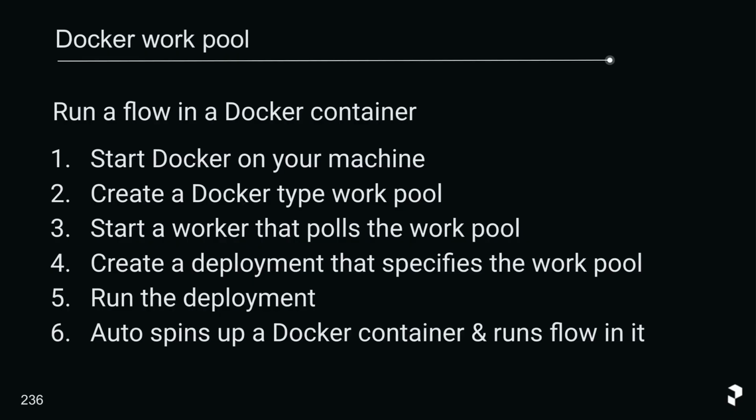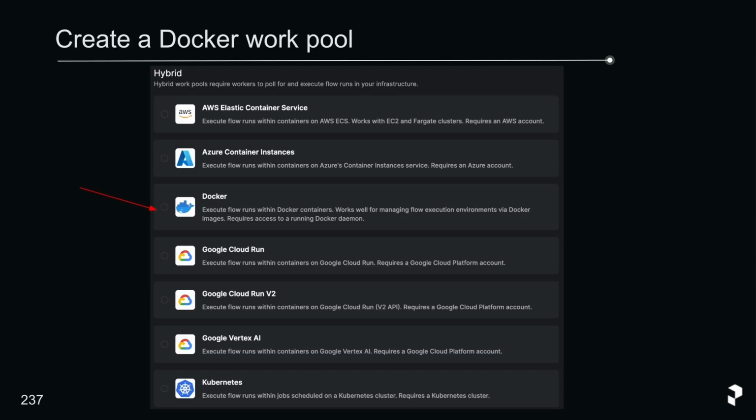If you end up kicking off that deployment, whether it's from the CLI or the UI or the Python SDK, what that will do is it will spin up a Docker container, or rather the Docker worker will spin up a new Docker container to run your flow. Here is an example of what that option is going to look like in the work pools page when you go to create the Docker work pool. So you will select that option.